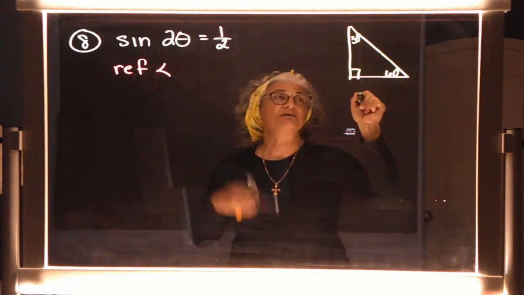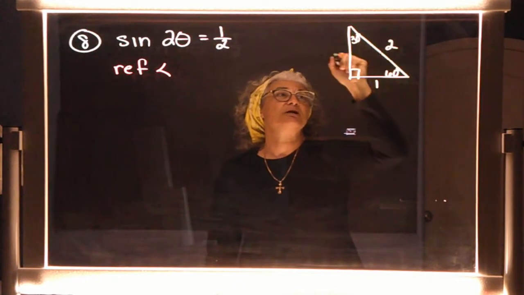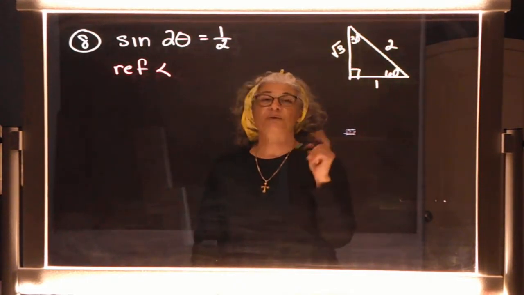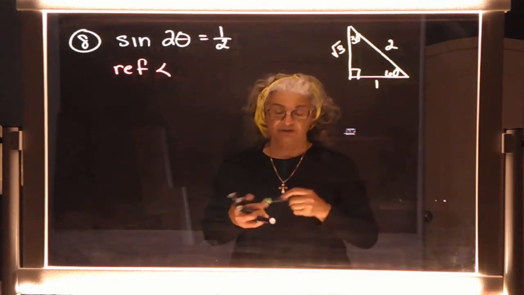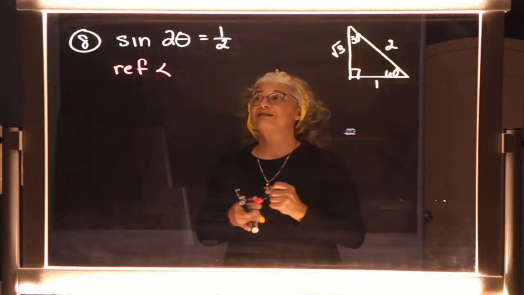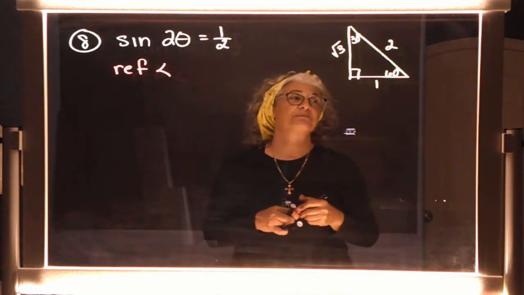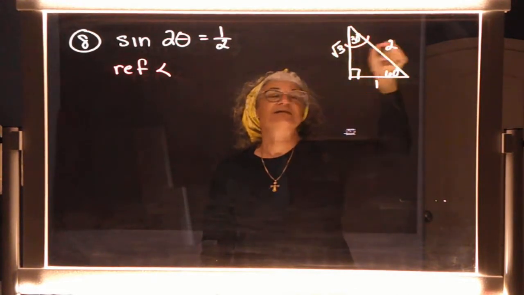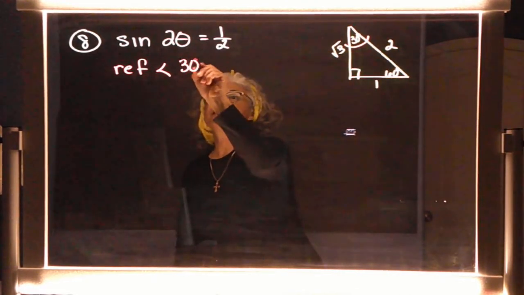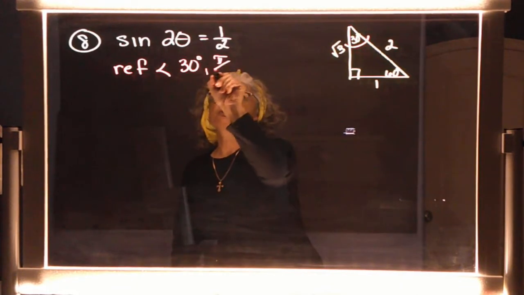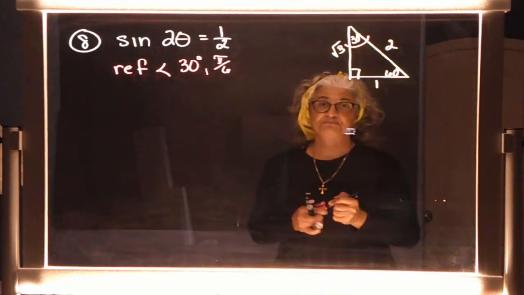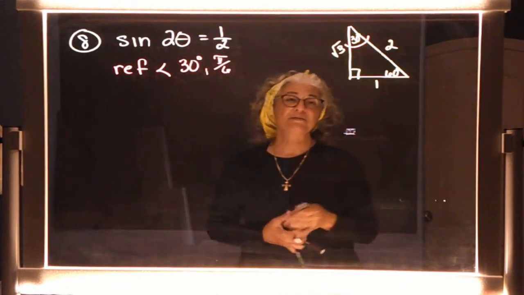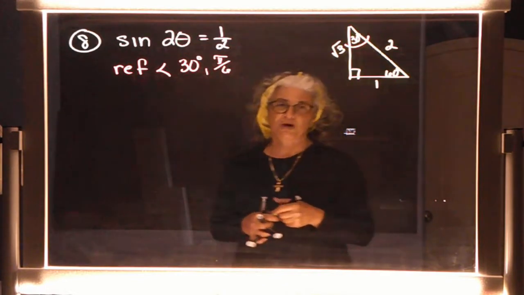Okay, so draw it. I'm drawing mine, I'm labeling mine. The question is, which angle, when I take the sine of it, will give me a half? Well, that's 30 degrees, isn't it? That gives me 1/2. So my reference angle is 30 degrees, which is pi/6, isn't it? Good. And now I've got to figure out the quadrants.